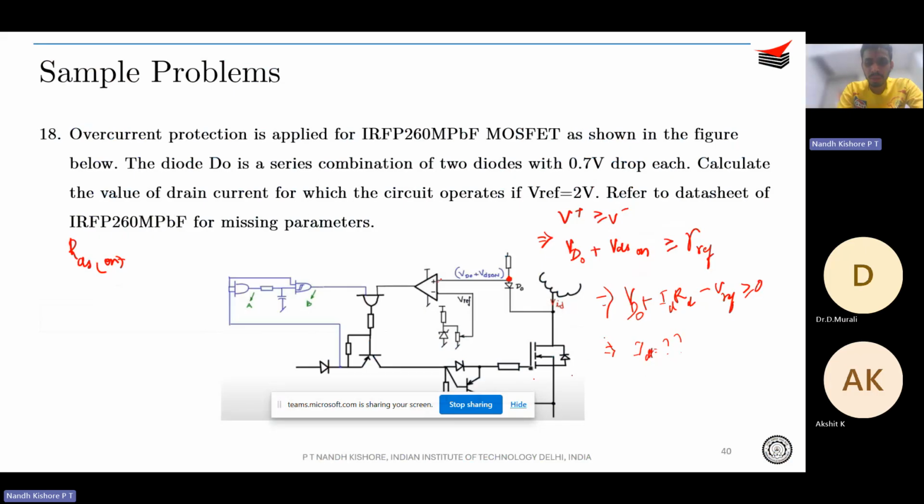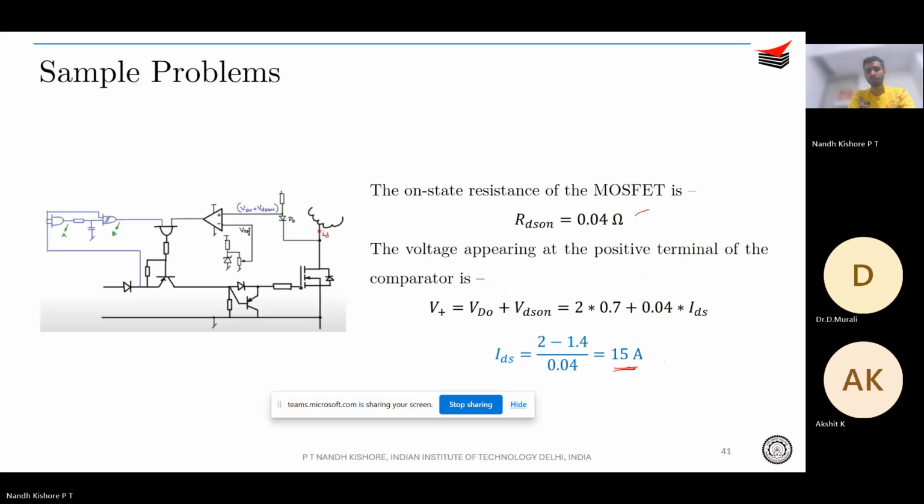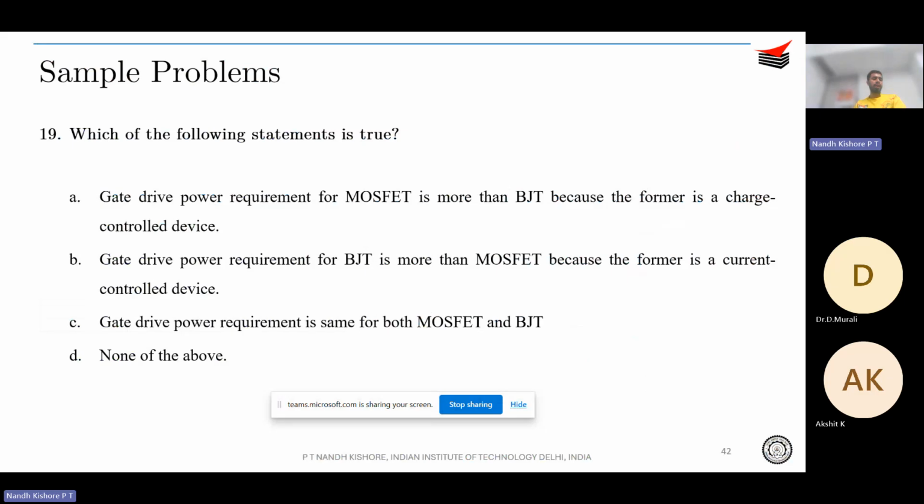So this was about V plus. How do you compute V minus? They have told that Vref is 2 volts. So from that you substitute that in this inequality and you will get what is ID. Okay. And if that is fine, we will come to the last question for the day.